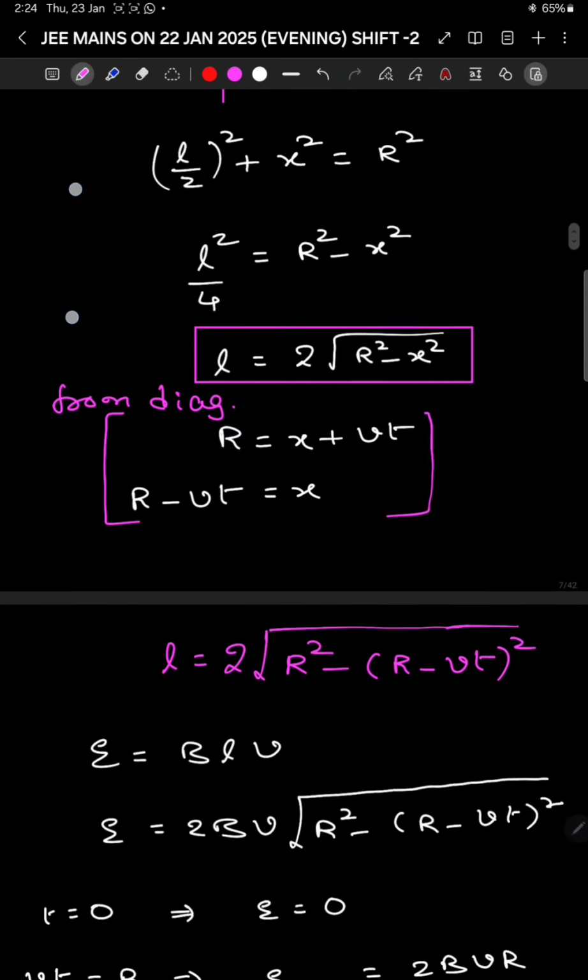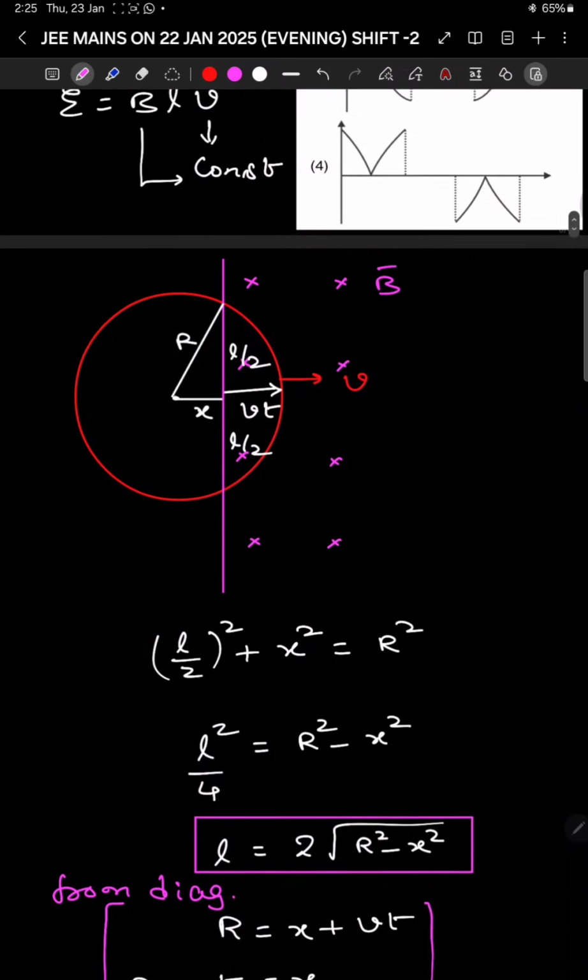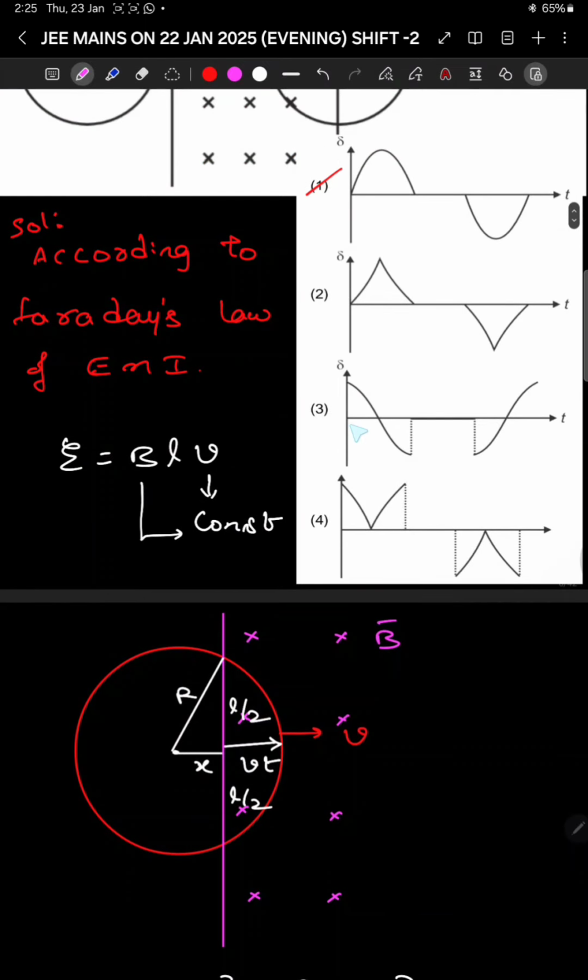Then the EMF formula will be BLV, and we substitute the L value in terms of time. Now we got EMF in terms of the t variable. Here a t square term is there, so it can't be a straight line. It should be a curve. When t was 0, if we keep t as 0, here r square minus r square is 0, so EMF will be 0. That means out of the 4 graphs, when time is 0, EMF is 0, so 3 and 4 are eliminated. Out of 1 and 2, we have to identify which is correct, because at time 0, EMF will be 0 in both 1 and 2.